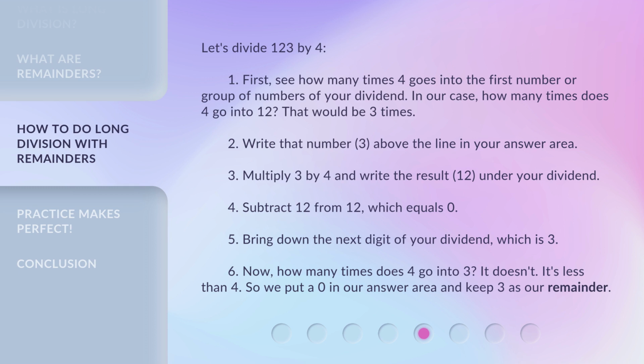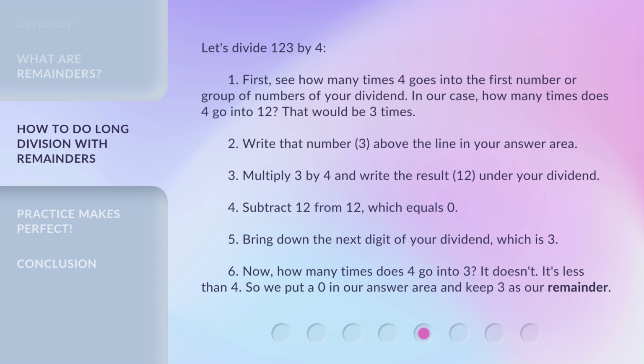2. Write that number, 3, above the line in your answer area. 3. Multiply 3 by 4 and write the result, 12, under your dividend. 4. Subtract 12 from 12, which equals 0. 5. Bring down the next digit of your dividend, which is 3.